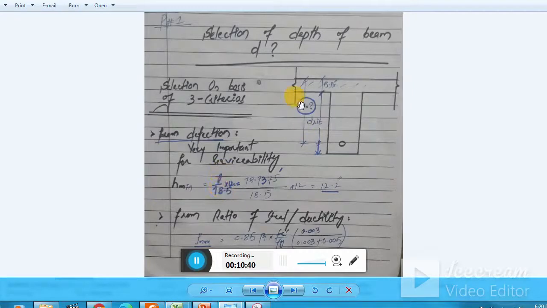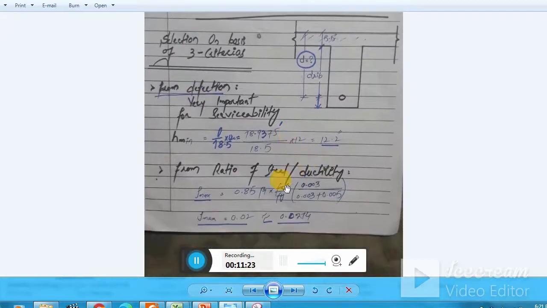h minimum is equal to, in this case, L divided by 18.5 times 12. So this 18.5 is now our coefficient. Remember, for a simply supported span it is L by 20, but for continuous it is L by 18.5. Remember to multiply by 12. I will share these coefficients, inshallah. So L is 18.9375. We have two spans, remember, one is 19 and one is 18.93, so you can check it for both spans and select the maximum one. So 12.2 inches is now my depth of the beam from the deflection criteria.